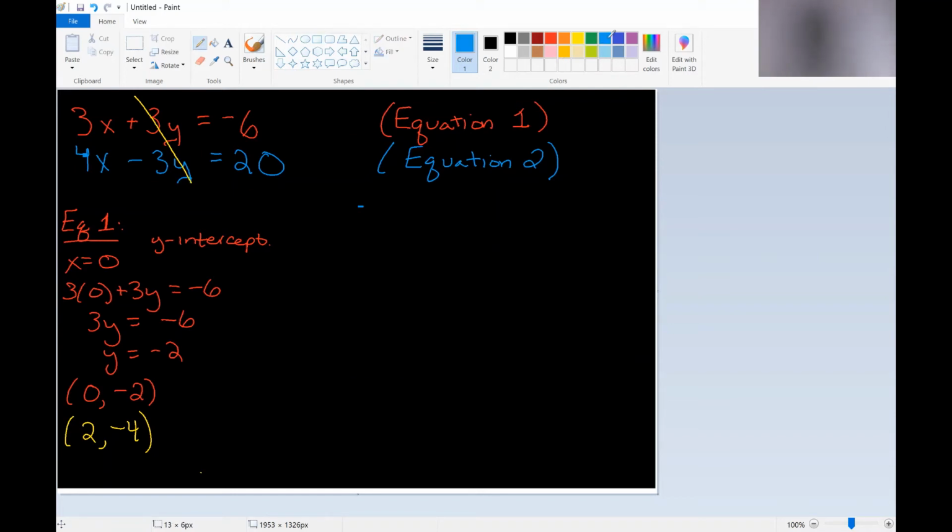So for equation 2, looking at that equation, we've got 4x minus 3y equals 20. Now, I don't want to get involved with fractions if I don't have to. So I think it's going to be easier to set y equal to 0 because 4 divides into 20. That's going to be much nicer. So over here, I'm going to look for an x-intercept. I'm going to avoid some fractions.